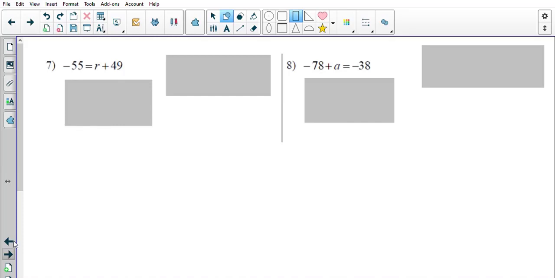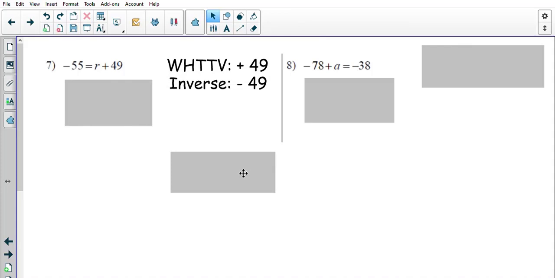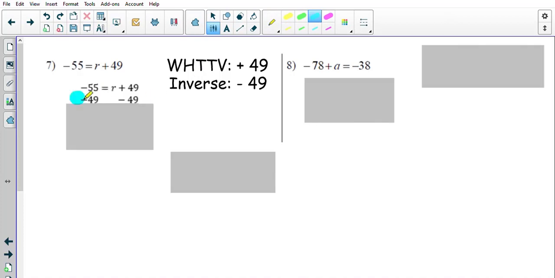Negative 55 equals r plus 49. I did have a student ask last week who was doing a similar type of problem, can I write this as r plus 49 equals negative 55? Absolutely. What's happening to the variable is we're adding by 49. The inverse is to subtract by 49. Or add a negative 49 also works. So let's subtract 49 from both sides.